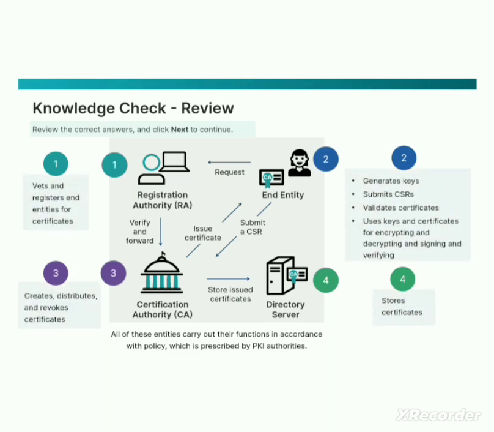To review, these are the components of a PKI that relate to the certificate lifecycle. The CA creates, distributes, and revokes certificates. The directory server stores certificates. The RA vets and registers end entities for certificates. And end entities generate keys, submit CSRs, validate certificates, and use keys and certificates to encrypt and decrypt, and to sign and verify signatures. All of these entities carry out their functions in accordance with policy, which is prescribed by PKI authorities.